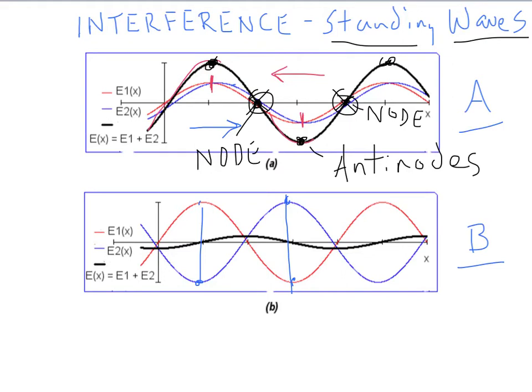Now again, on the lower graph B, let me indicate where the nodes are. Here's a node sitting on the baseline. Here's a node sitting on the baseline. Here's a node sitting on the baseline. So the nodes don't seem to move.